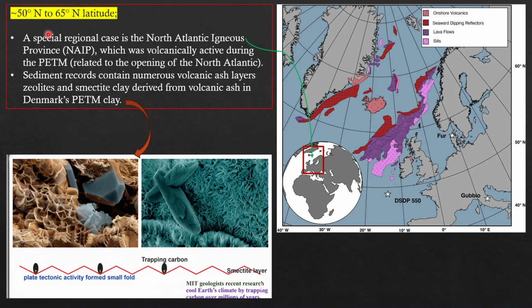Another is the 50 to 65 degrees centigrade. You can see the blast is coming and the volcanic eruption is present. So there is recent MIT research that shows that when there is folding in the zeolites and smectite clay, the organic matter is attached to this clay, due to which the organic carbon or the carbon dioxide is trapped, and due to the trapping of carbon and it not being exposed to the ocean, it decreases the CO2 level.